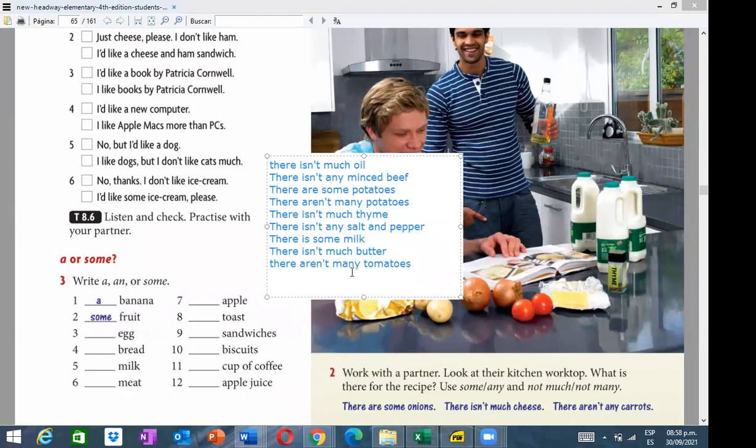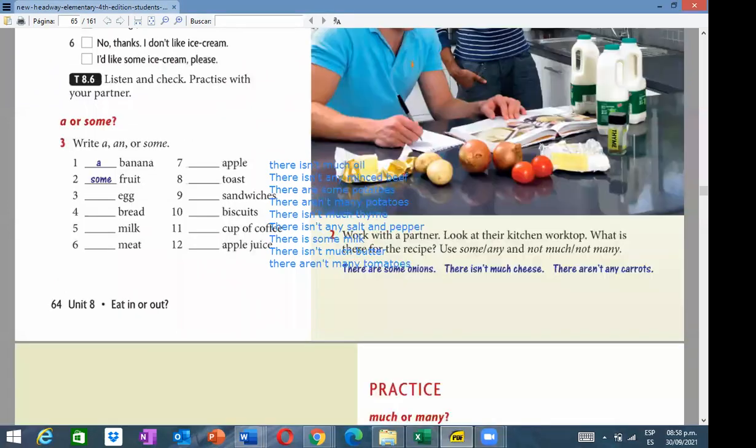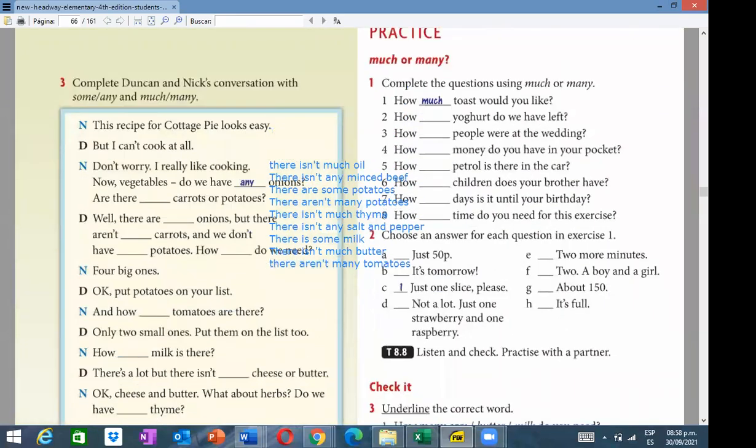There aren't many tomatoes. Another example. Yes, we can see 2, but they need 4. That's why here we have our sentence. There aren't many tomatoes. No hay mucho. Okay? Now, students, we have to continue with the next exercise. Exercise number 3.